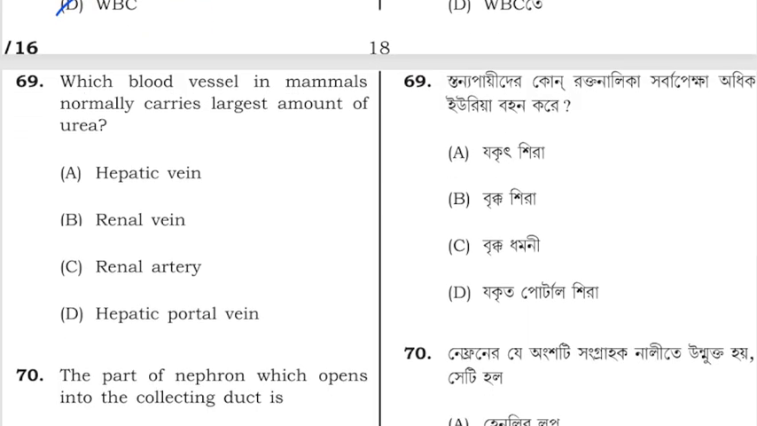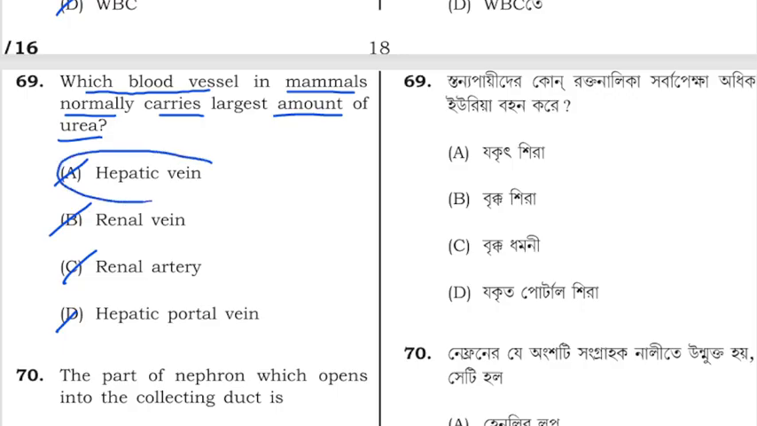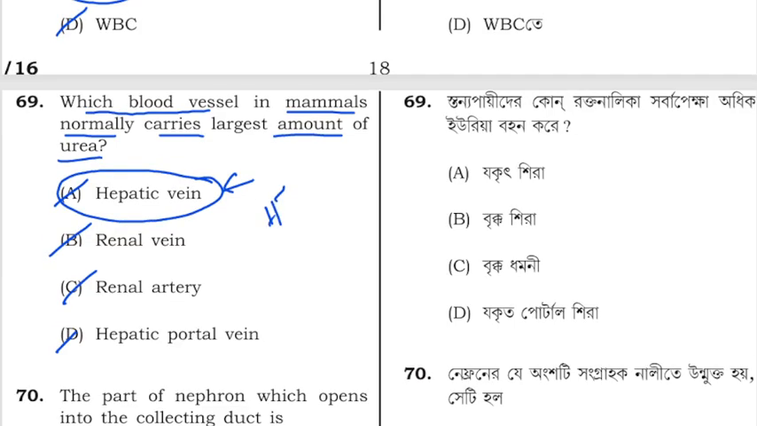Next is, which blood vessel in mammals normally carries the largest amount of urea? Which blood vessels carry the largest amount of urea? Hepatic vein, renal artery, hepatic portal vein. So among them, hepatic vein carries a high amount of urea.